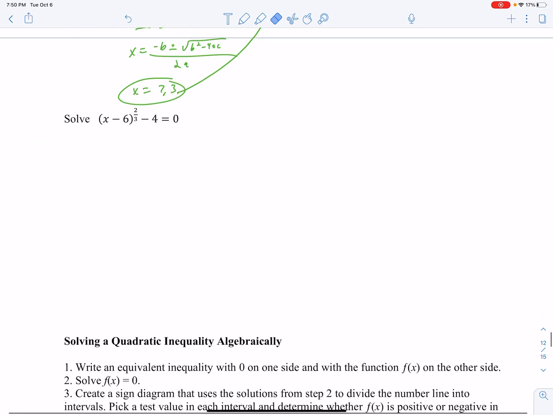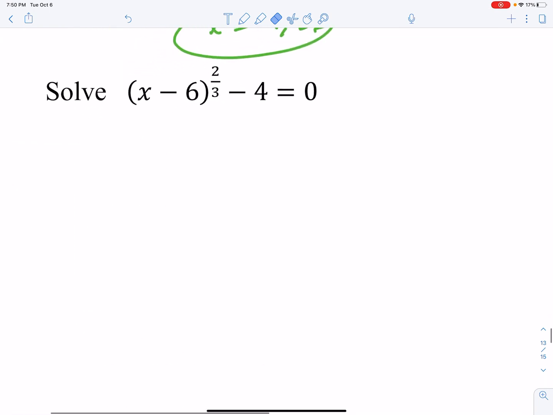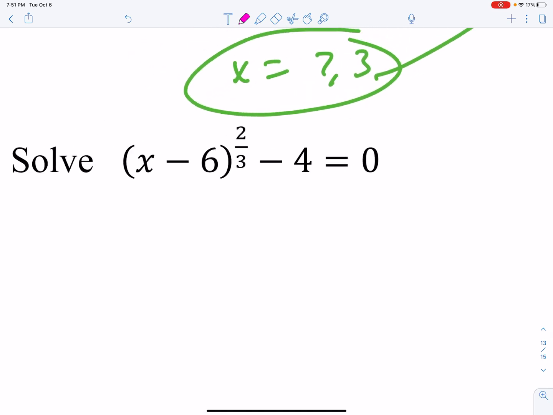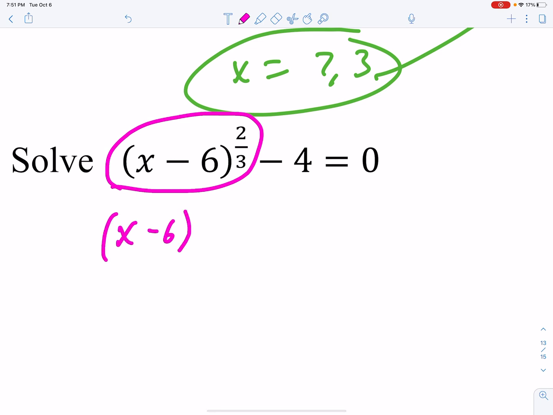Okay, here's another problem. Solve this one right here. So notice this one has a fraction exponent. When you have a fraction exponent, you're just going to flip that fraction of the exponent and take both sides to that exponent. So first thing we're going to do is get this expression with the fraction exponent by itself. In other words, we're going to add 4 to both sides.